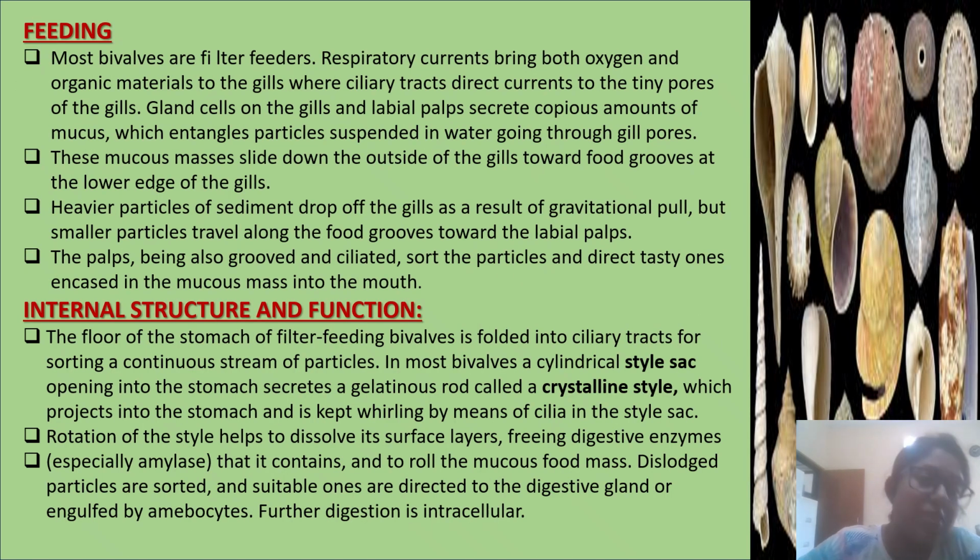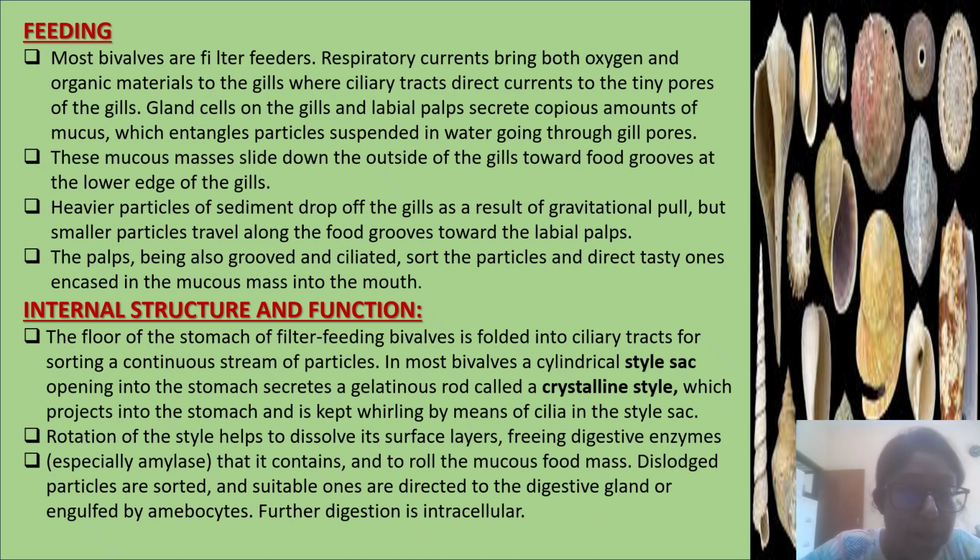Next point, feeding of the bivalves. Most bivalves are filter feeders. Respiratory currents bring both oxygen and organic materials to the gills, where ciliary tracts direct the current to the tiny pores of the gills. Gland cells on the gills and labial palps secrete copious amounts of mucus, which entangles particles suspended in water going through the gill pores. These mucous masses slide down the outside of the gills toward the food grooves at the lower edge of the gills.